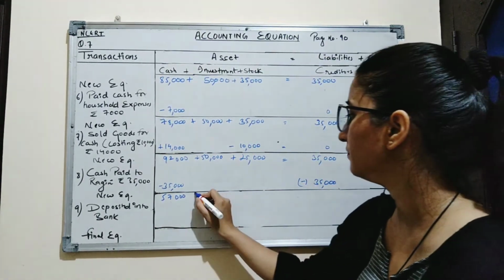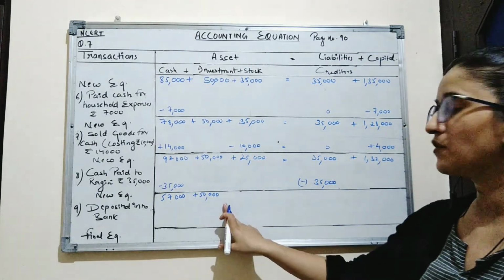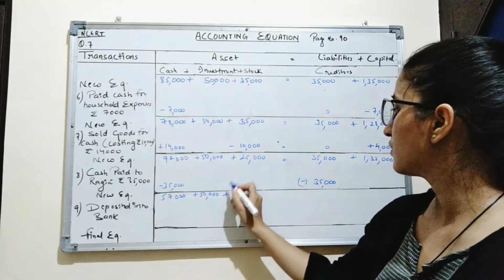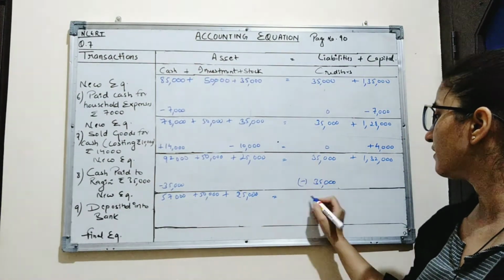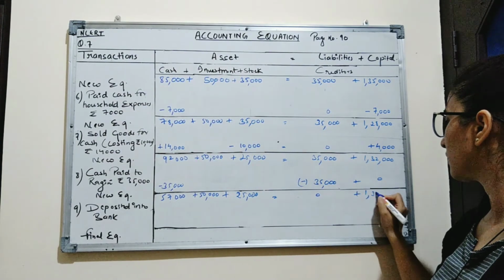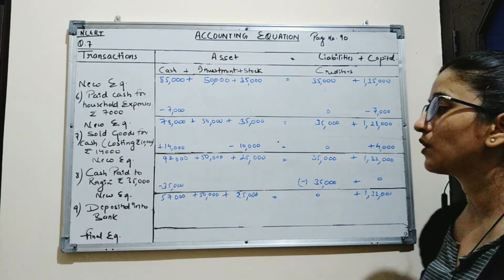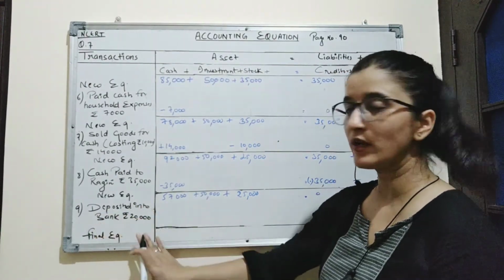57,000 on cash column, 50,000 investment, stock amounting to 25,000, creditors has been written off and capital amounting to 1,32,000. Now the last transaction is deposited into bank rupees 20,000.